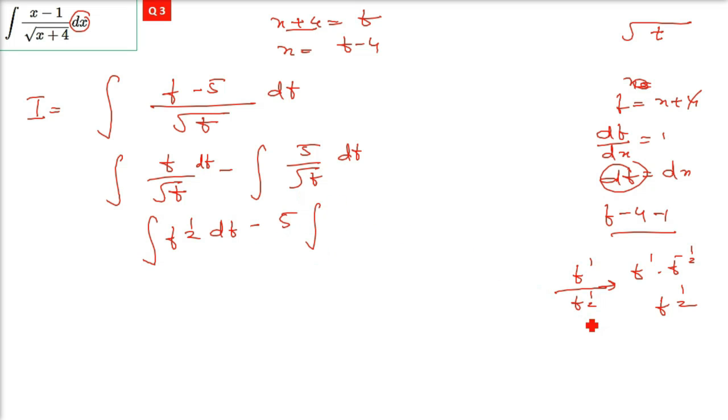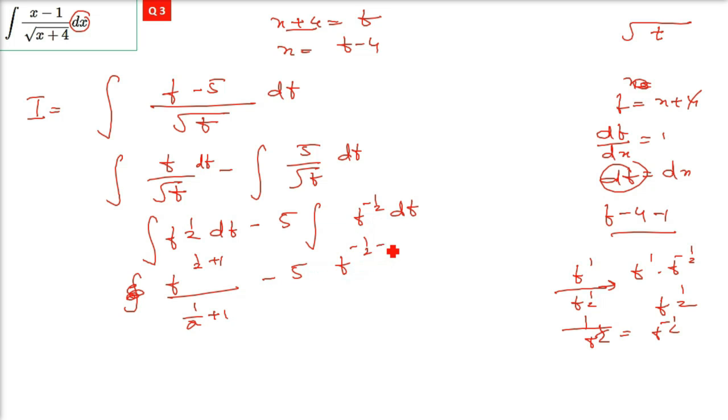5, I always take it outside because it will not have any effect. Under root t goes up, it becomes t raised minus half. And we need to integrate all of it now. So it will be t raised half plus 1 divided by half plus 1 for the first term, minus 5 times t raised minus half plus half divided by minus half plus 1. Constant of integration comes because we have already integrated it now. t raised 3 by 2, half plus 1 is 3 by 2.